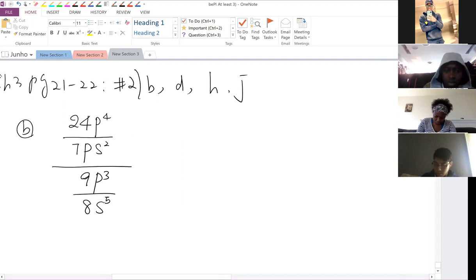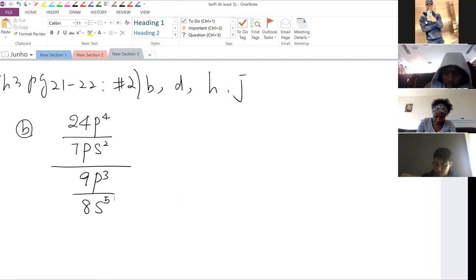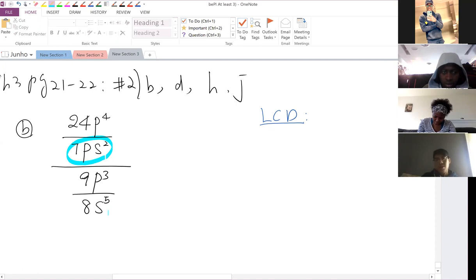So you can also do reverse and then multiply. But as I told you, we stick with one method in this class. But if you have another method, then feel free to do it. So what's the LCD? To find the LCD, you need to find the two denominators. So what are the denominators? 7 P S squared and 8 S fifth.